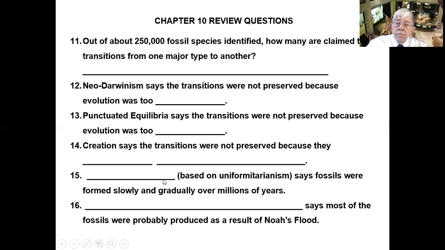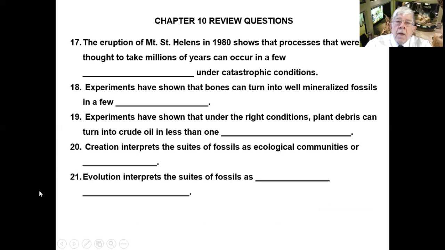What's this fancy word based on uniformitarianism that says fossils were formed slowly and gradually over millions of years? What, on the other hand, says most of the fossils were probably produced as a result of Noah's flood? The eruptions of Mount St. Helens in 1980 show that processes thought to take millions of years can occur in a few whats under catastrophic conditions. Experiments have shown that bones can turn into well-mineralized fossils in a few whats.